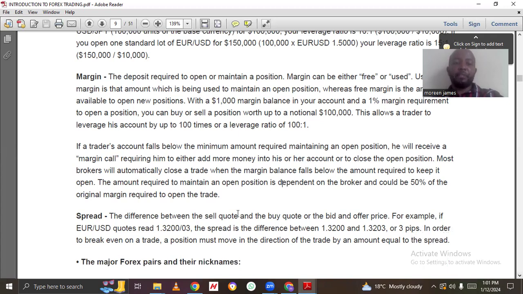Then the spread: the difference between the sell quote and the buy quote, or the bid and offer price. For example, if EUR/USD quotes read 1.3200/03, the spread is the difference between 1.3200 and 1.3203. So the difference here will be 3 pips. In order to break even on a trade, a position must move in the direction of the trade by an amount equal to the spread. So I think I'm done with this one.